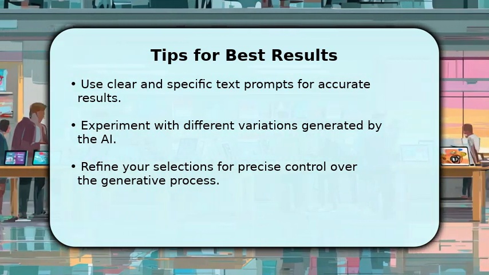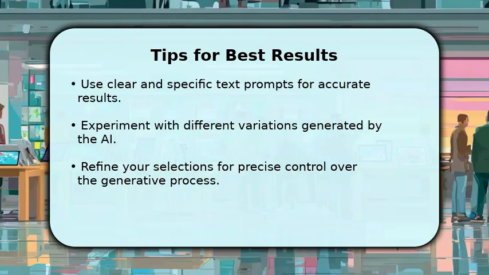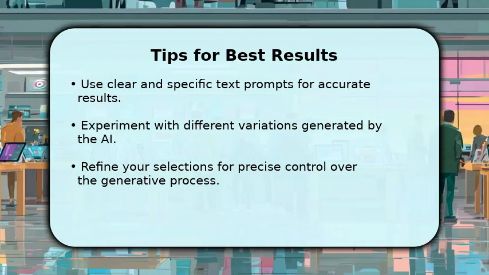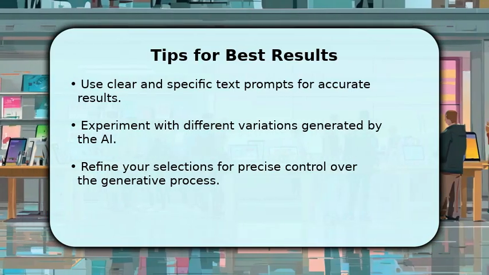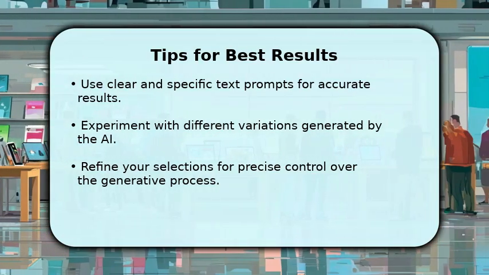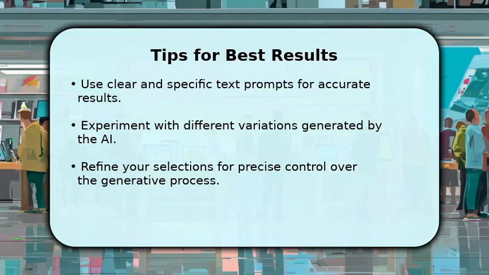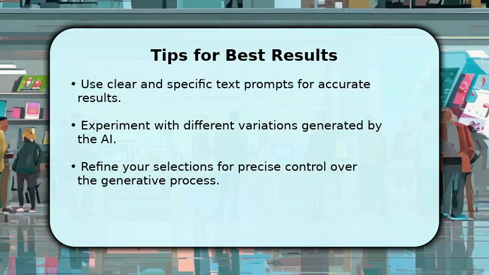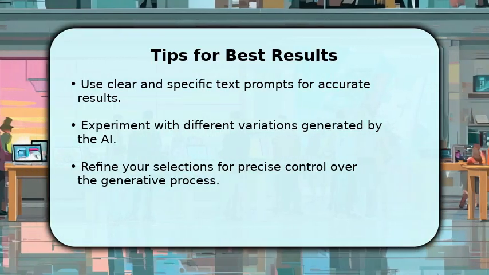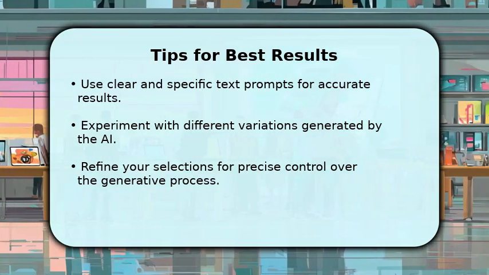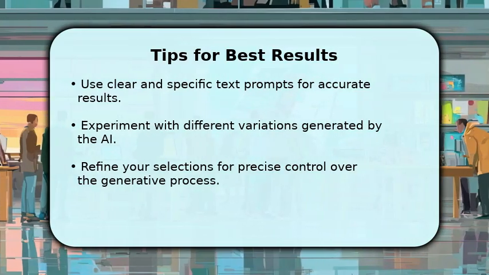Instead of tree, try a tall oak tree with autumn leaves. Experiment with the 3 generated variations. Often, one will be a perfect match. Refine your initial selections carefully, as the quality of your selection directly impacts the AI's output. Remember, Generative Fill is a powerful tool for creative exploration, offering endless possibilities for image enhancement and transformation.